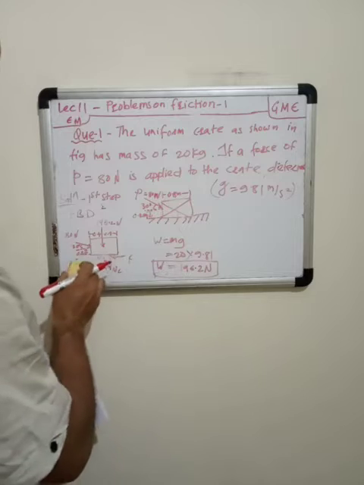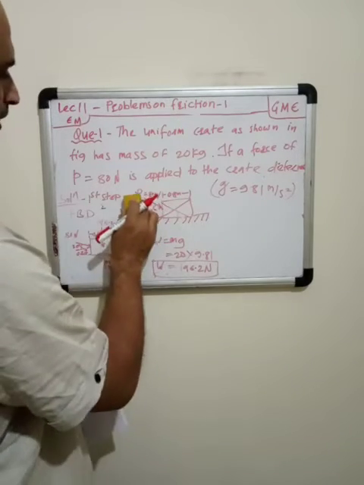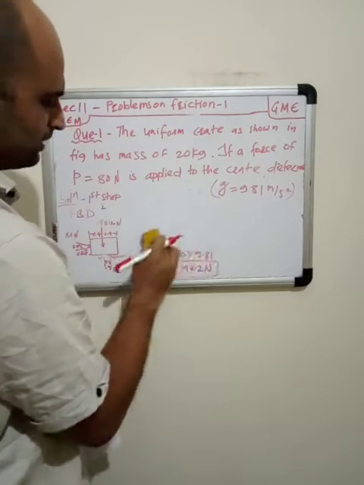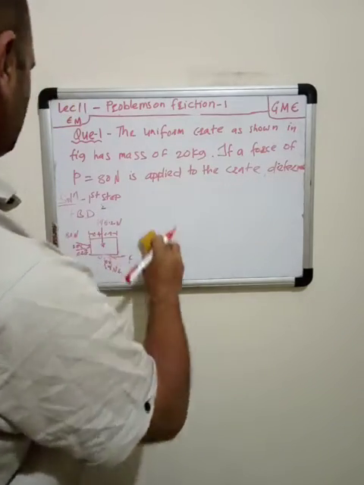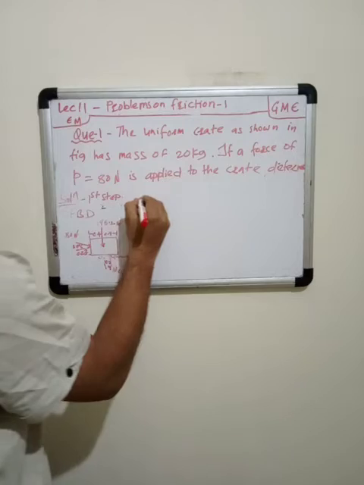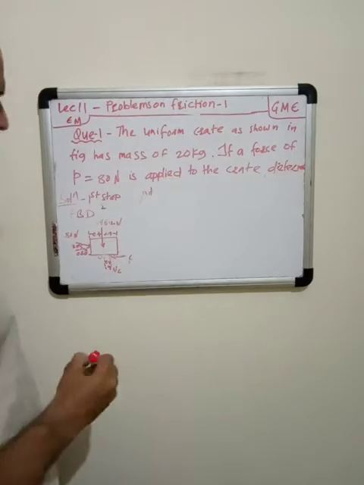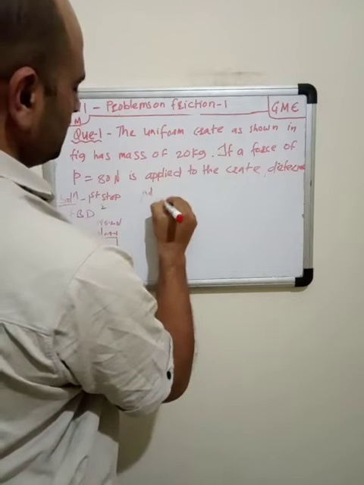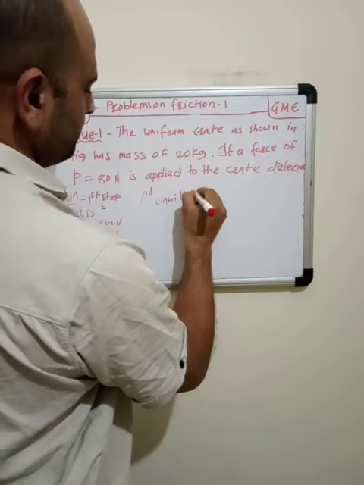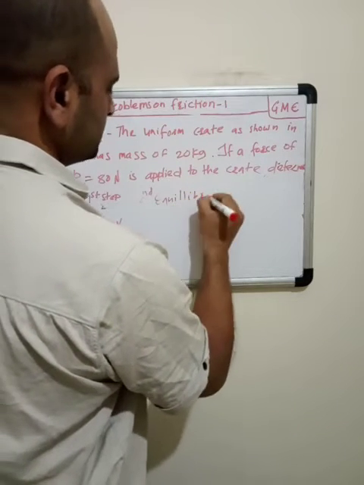Okay, now the free body diagram is over. The second step of solving the problem is, in the second step, I'll go for equilibrium equations, right? Equilibrium equations.